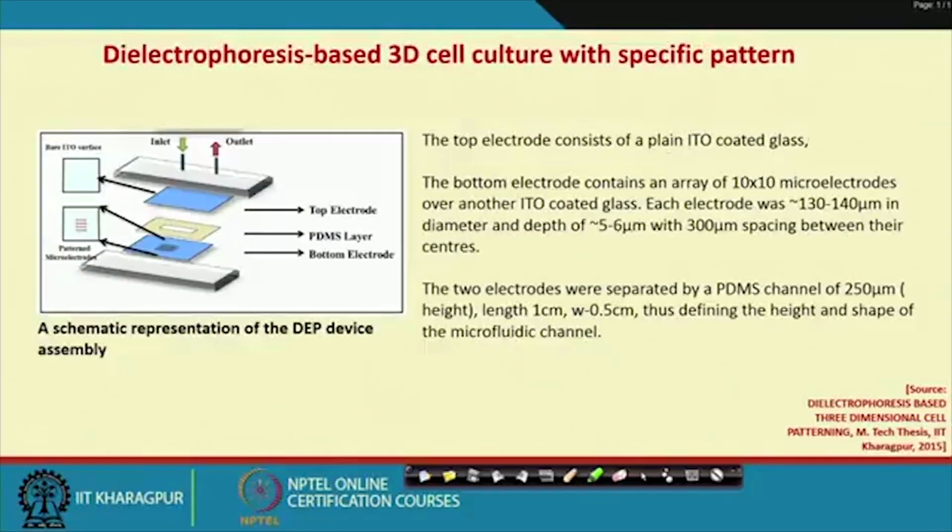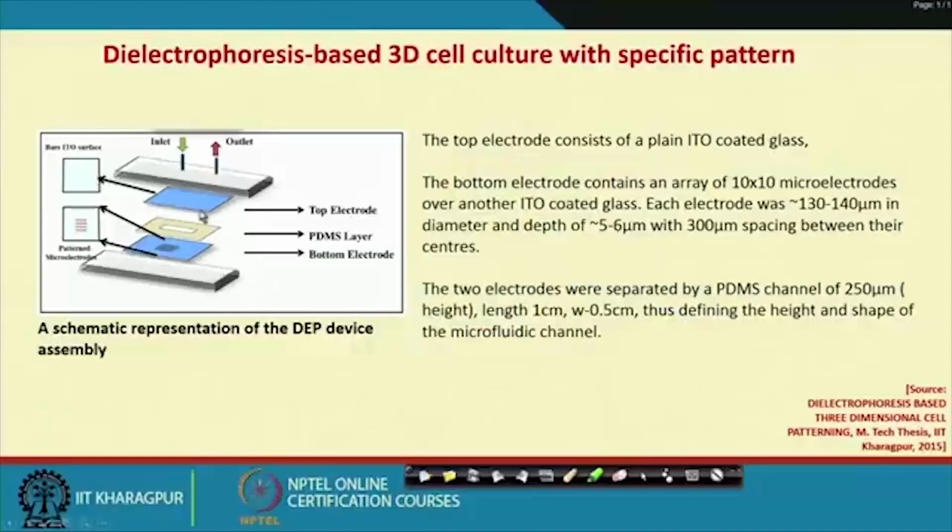Another way to culture 3D structures is the dielectrophoretic way, and people are practicing this. In our lab we also practice this dielectric way to culture cells in three dimensions, particularly patterning. The principle is that we have done electrode patterning in the bottom layer of ITO coated glass sheets, and the top layer is totally non coated, a top electrode.